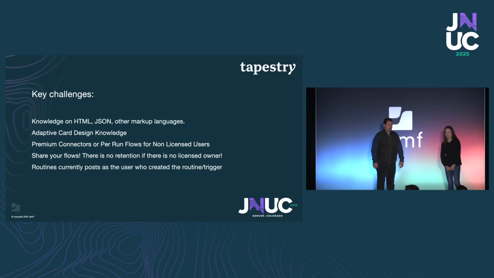Let's look at some key challenges we face when we set up these Jamf Routines and Power Automate. Knowledge of HTML, JSON, and other markup languages. You don't have to be a full-fledged developer, but knowing how to read and tweak HTML and JSON will make your life a lot easier. JSON is everywhere. Adaptive card design knowledge. Adaptive cards are awesome for user interaction in Teams. You can build buttons, forms, and input, but all in JSON. If you like structured data, you're in for a treat.